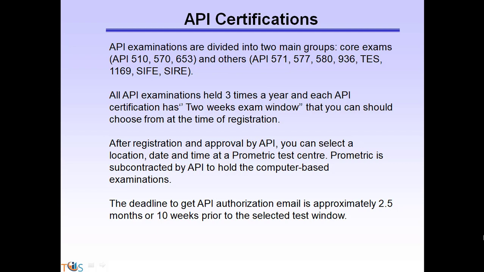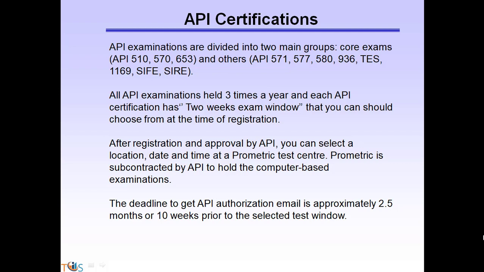API examinations are divided into 2 main groups: core exams, API 510, 570, 653, and others, API 571, 577, 580, 936, TES, 1169, SIFE, SIRE. All API examinations are held 3 times a year and each API certification has a 2 week exam window that you should choose from at the time of registration. After registration and approval by API, you can select a location, date and time at a Prometric test center. Prometric is subcontracted by API to hold the computer-based examinations.